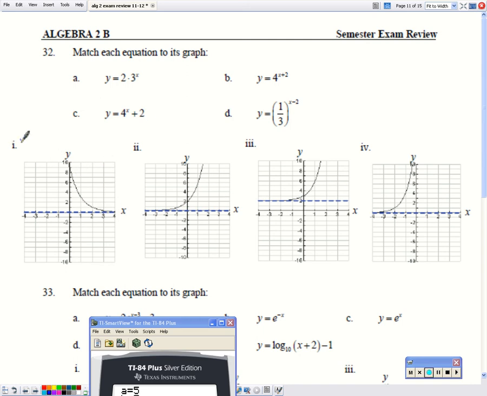Choice 1 is decay. What's the only one that has a decay base? D. So D has to match with 1.